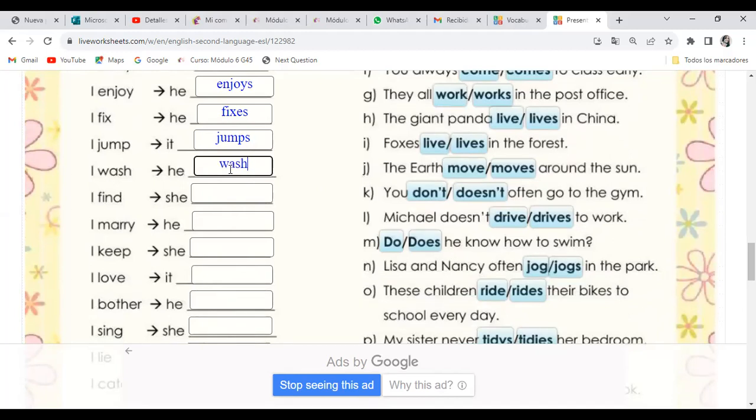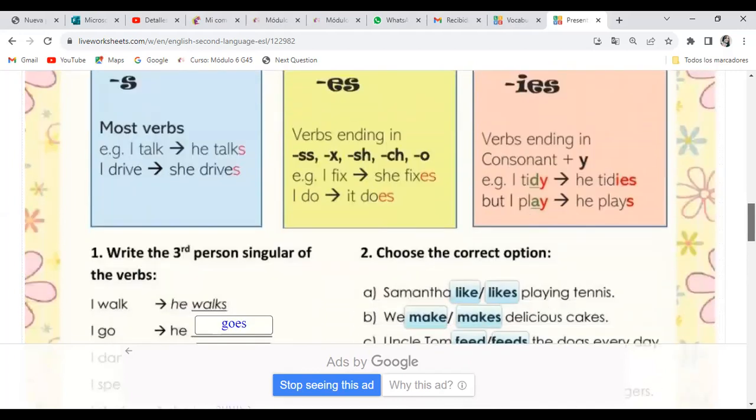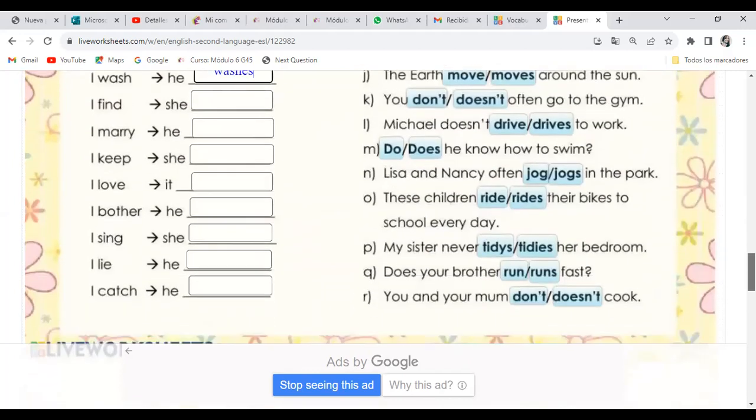Aquí recuerda que la regla es la que tenemos aquí arriba, la segunda. Hay verbos que terminan con doble S, X, SH o CH, como el verbo wash. ¿Y qué pasa cuando la conjugo con él, ella o eso? Simplemente le agregamos ES. Por ejemplo, he washes her hair every day. Ella se lava el cabello diario. Okay, so washes. What about the verb find, de encontrar?